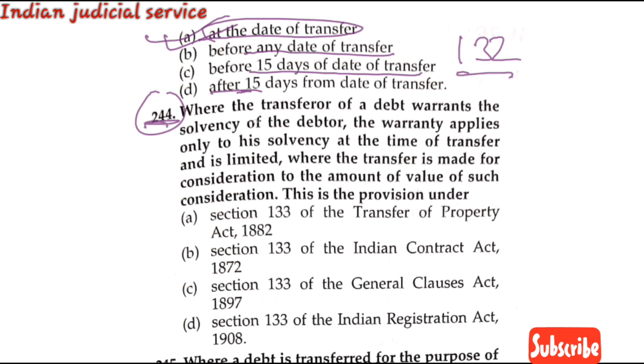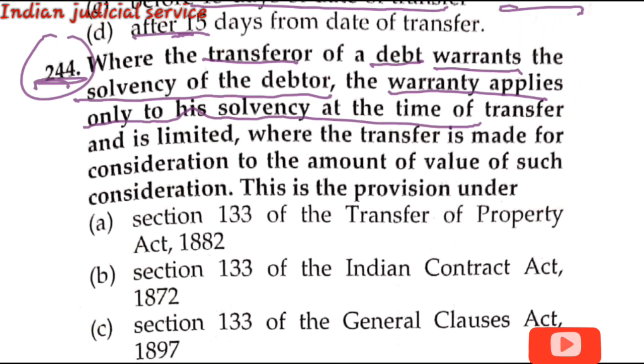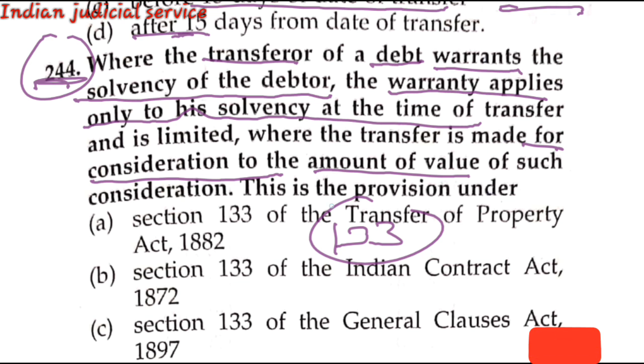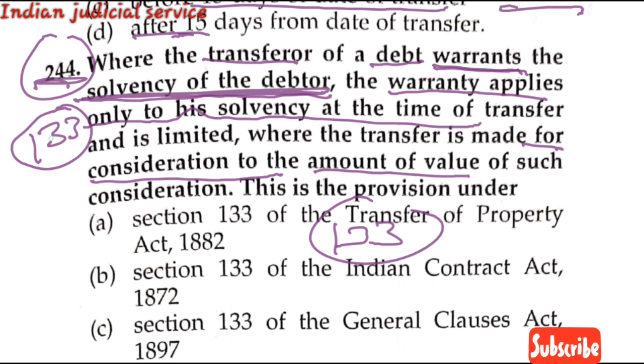Now question number 244. Where a transferor of a debt warrants the solvency of the debtor, the warranty applies only to his solvency at the time of transfer and is limited, where the transfer is made for consideration, to the amount or value of such consideration. So this provision is under section 133. Section 133 deals with the warranty of solvency of debtor. So our answer is option A, section 133 of the Transfer of Property Act. So it is the correct answer here.